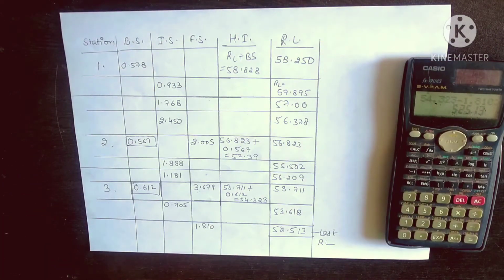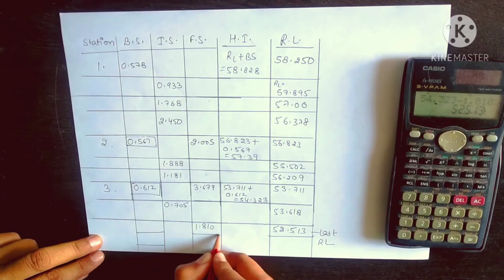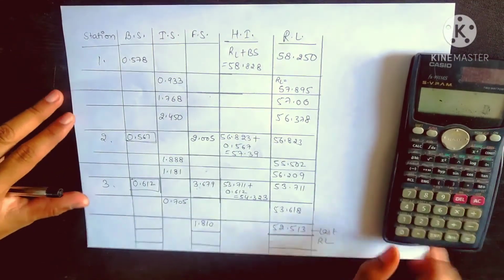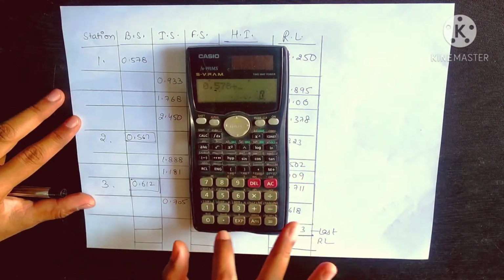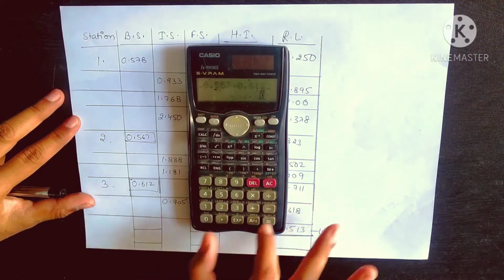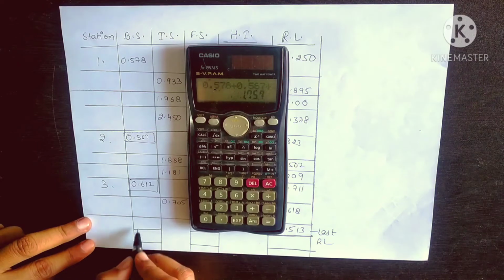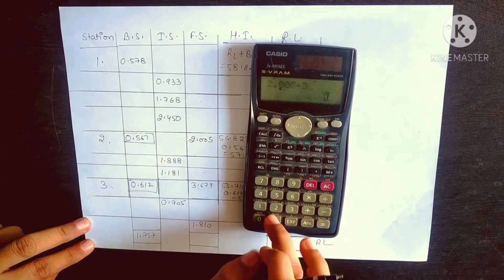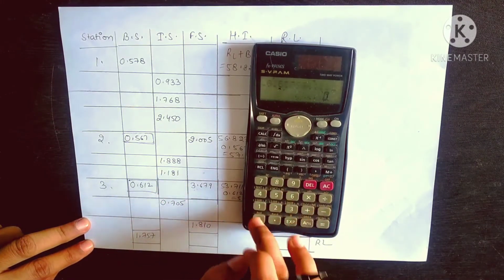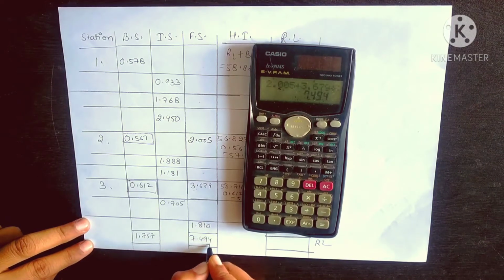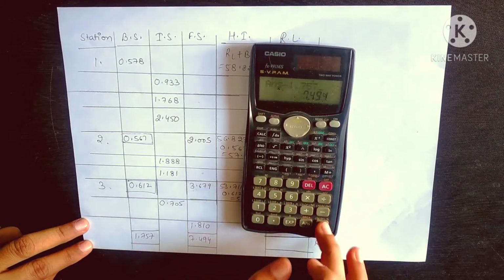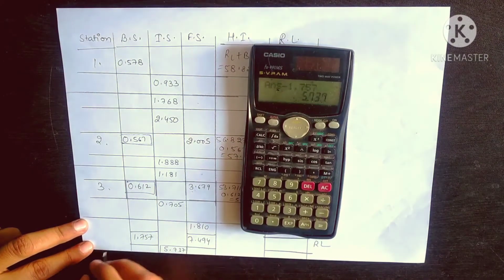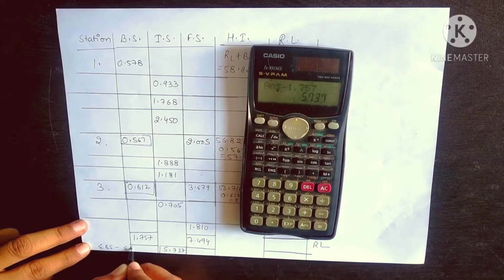Let us check that we are going correct. Summation of BS, summation of FS, and last RL minus first RL. So summation of BS will be 0.578 plus 0.567 plus 0.612. That is 1.757. And summation of FS will be 2.005 plus 3.679 plus 1.810 gives us 7.494. 1.757. The difference is 5.737. This is the difference between sigma BS minus sigma FS.